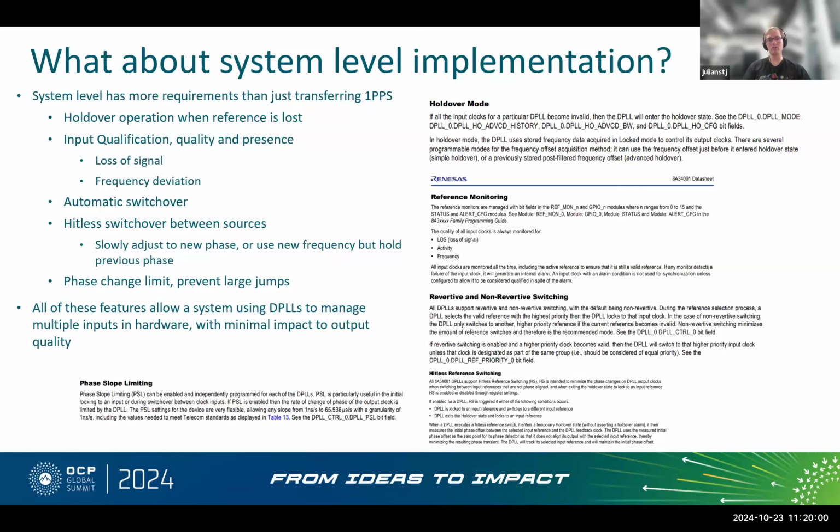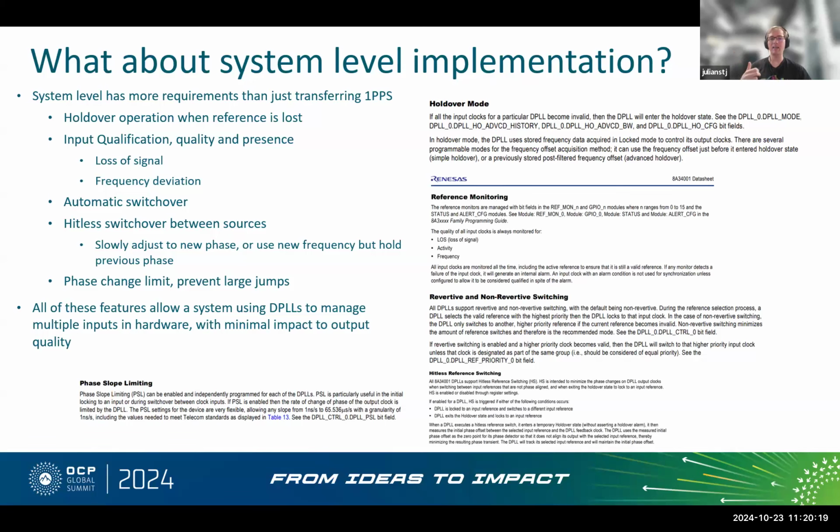Another key part that I wanted to touch on was, what about system level implementation? So let's say I go through all these slides and you're impressed with the two-way time transfer, but you think, well, this is just some mechanism for doing two-way time transfer. What about all the other problems that come with system reliability? You want failover, you want redundancy, monitoring, all these things.